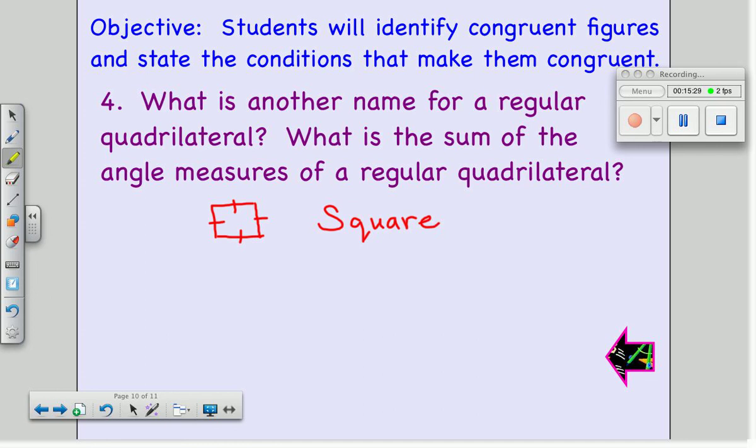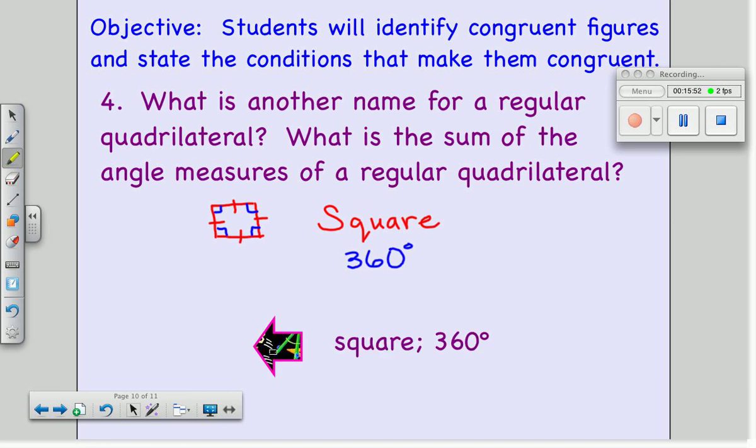What is the sum of the angle measures of a regular quadrilateral? Well, this angle is going to be 90 degrees. This one's 90 degrees. This one's 90 degrees. And this one's 90 degrees. What's 90 times 4? 360 degrees. And all quadrilaterals are 360 degrees. Okay? So for a square, it's 360 degrees.